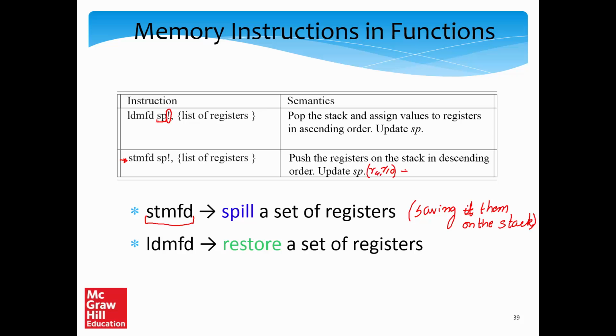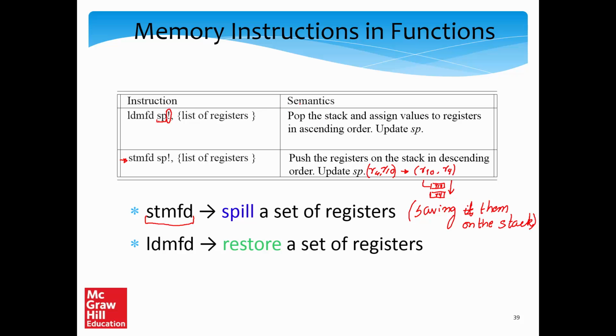So what the hardware would do is first sort them in descending order. So it would be R10 and then R4. The values of these registers would be pushed in the same descending order. So R10 will essentially be pushed first, assuming the stack is downward growing, R10, and then we would push R4.